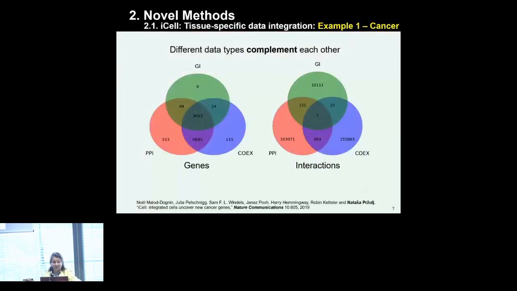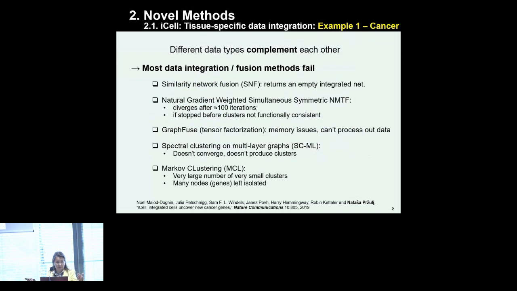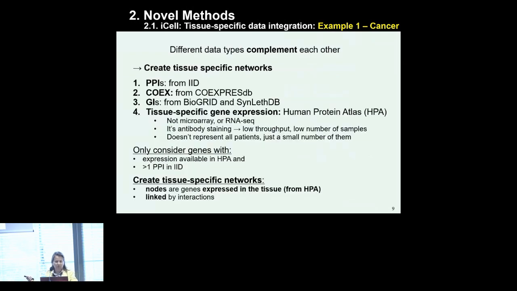Now, as I said, different data types complement each other. Here in this paper, you can see that these types of networks overlap in around 3,000 genes, but they have one shared interaction. This is no problem with the noise in the data or incompleteness. Basically, they measure different things. And this is exactly why previous methods fail, because there is no overlap. This is why we need to make new methods.